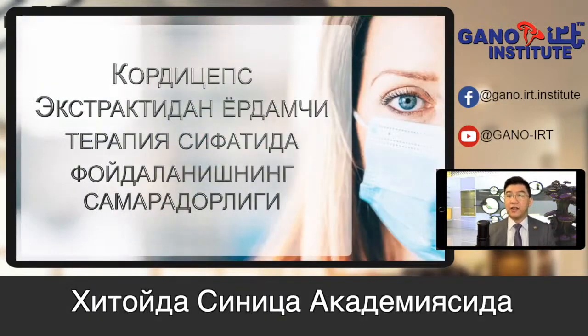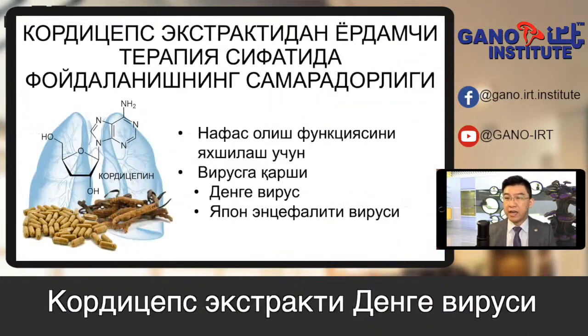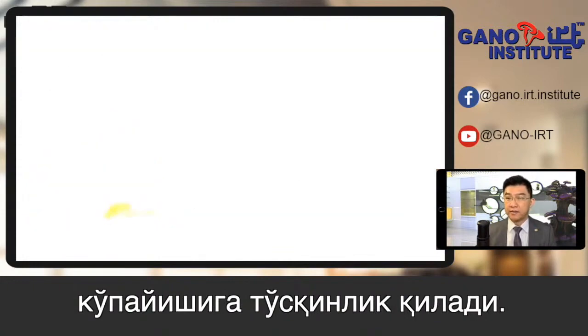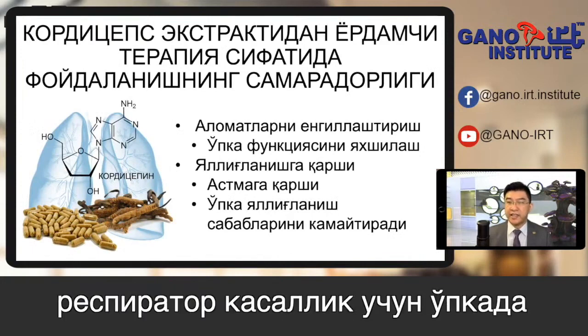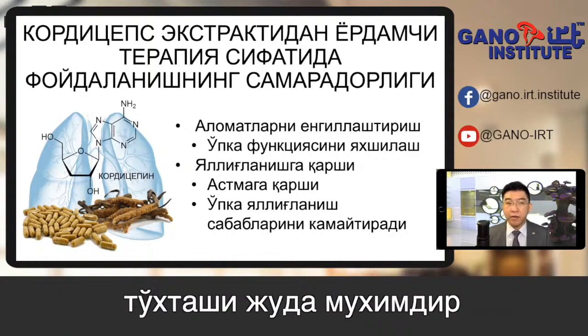Studies conducted at Academia Sinica in China show that cordyceps extract inhibits the replication of dengue virus and Japanese encephalitis virus. For COVID-19 and any other viral respiratory diseases, anti-inflammatory action in the lungs is very important in halting the disease.